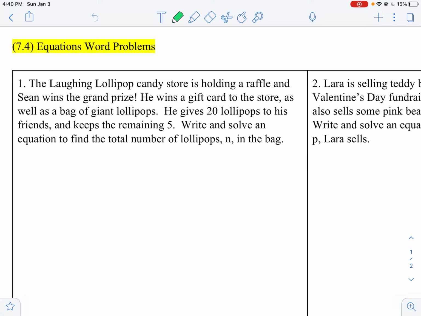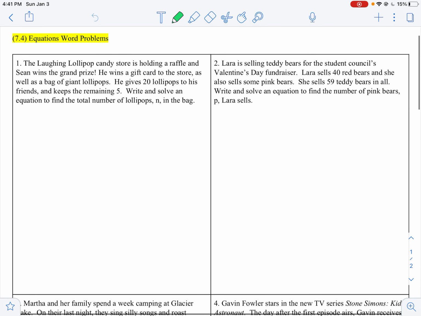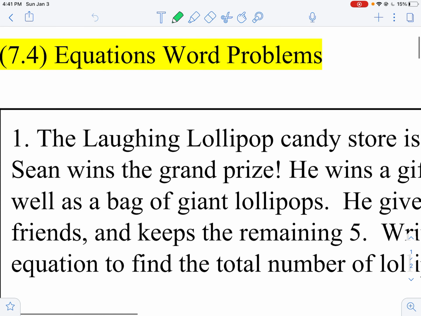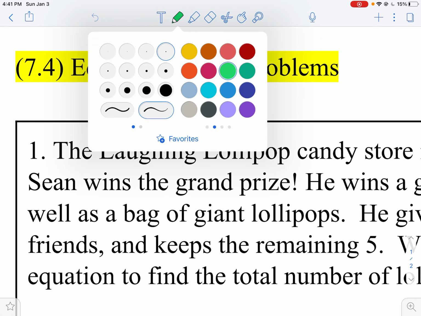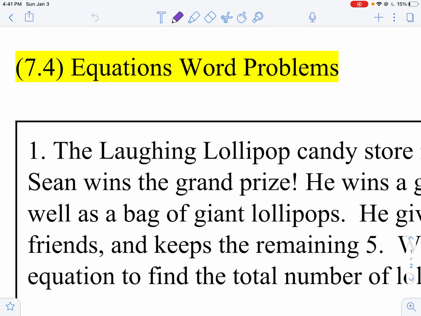In this lesson, we're going to continue practicing equations with word problems. I have 4 questions here, but I'm just going to do one of them to set us up. Now, whenever we have equations, word problems, I want us to keep in mind our steps.